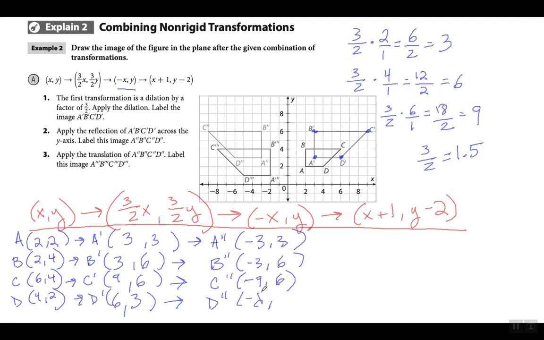That did not come out right. That's supposed to be a 6. Let me just scratch that out and write it again. It's supposed to be -6, 3. Okay.